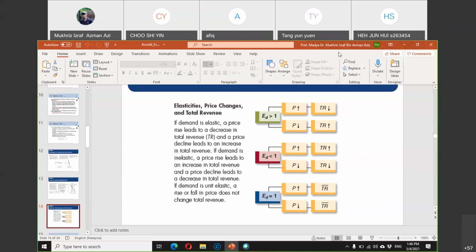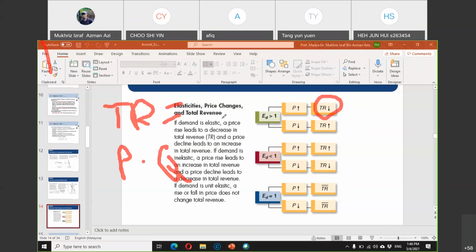By the way, how do you calculate revenue? TR, or total revenue. Mathematically, we obtain revenue by P times Q, price times quantity. That's how you get total revenue. So that is the simplest formula for TR. So why does TR reduce or increase? Because revenue is based on P times Q, price times quantity.